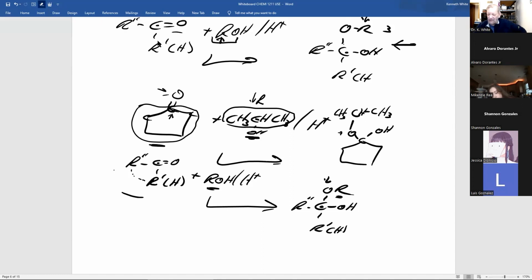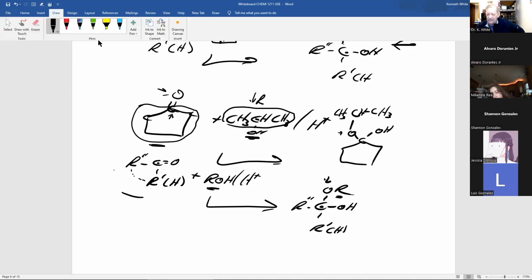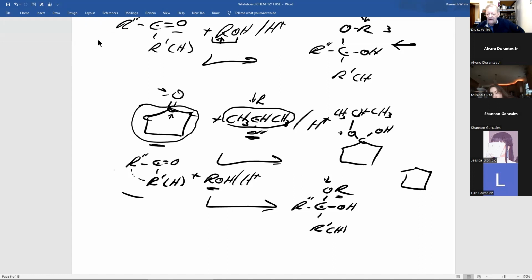Now, if you wanted to draw it this way, running out of room here. You could have, either one is correct on a test.